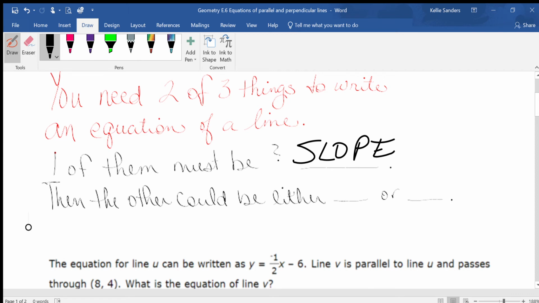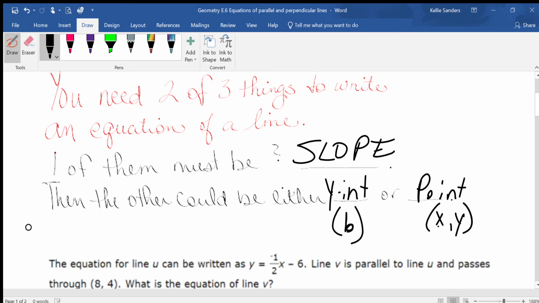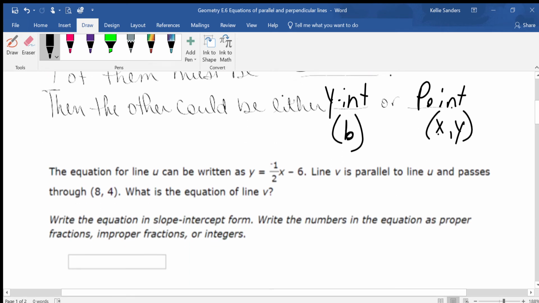One of them must be the slope. If you're going to find an equation of a line, then the other could either be the y-intercept, which is your B, right? B is the y-intercept. Or it could be a point, which is your x, y. It's going to make a little bit better sense in one moment.